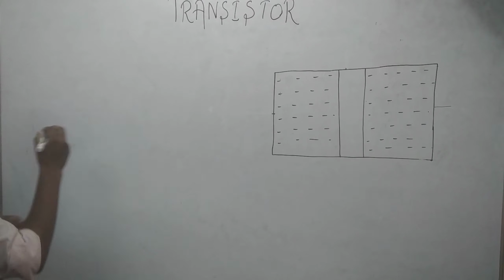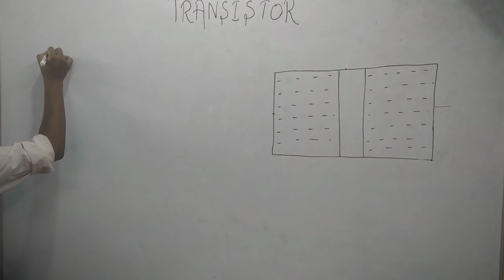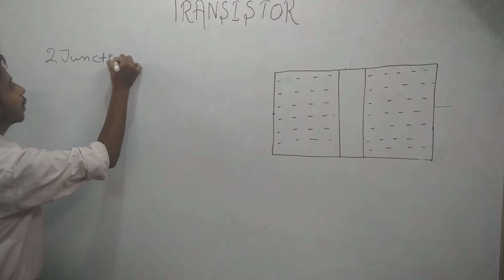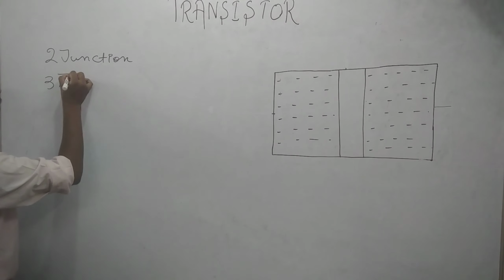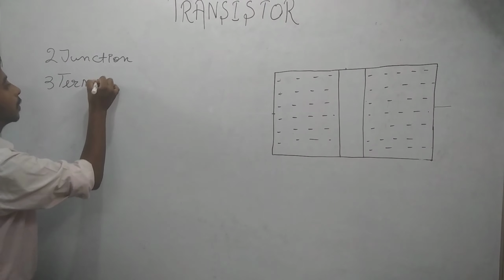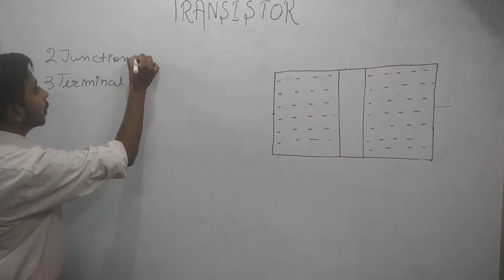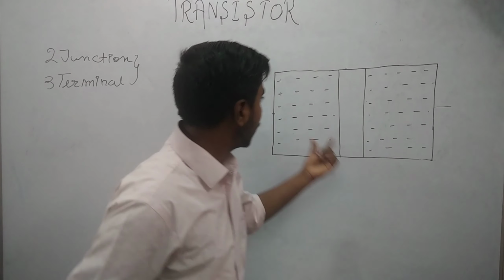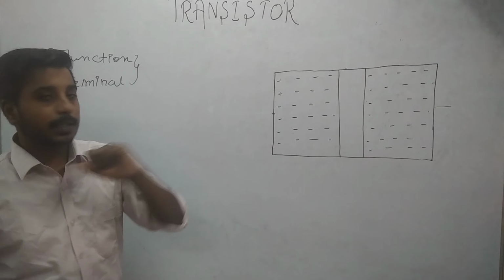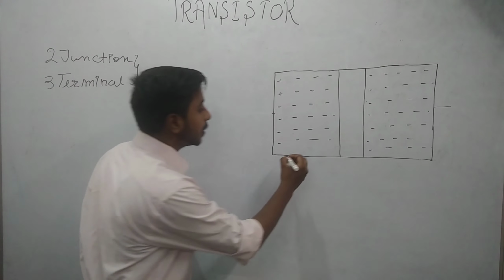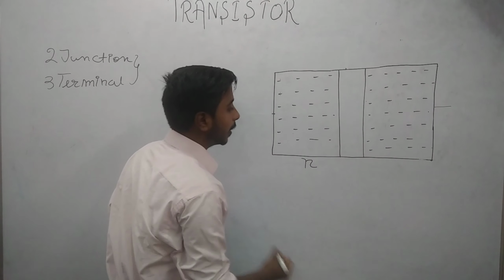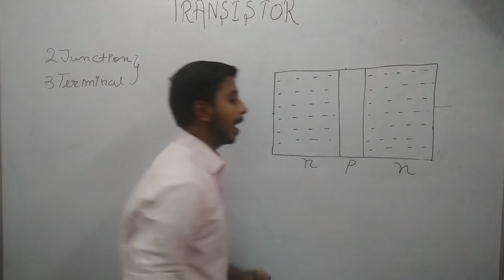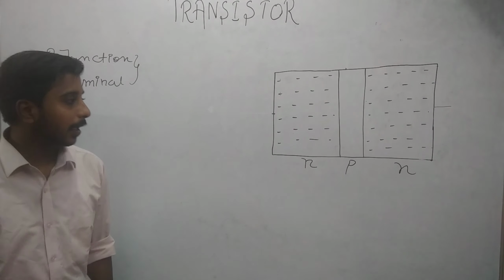What is a transistor? It is a two junction, three terminal device. It has two junctions and three terminals. Now, as you can see in this diagram, this is an N-type semiconductor, this one is P-type, and again this is N-type semiconductor.